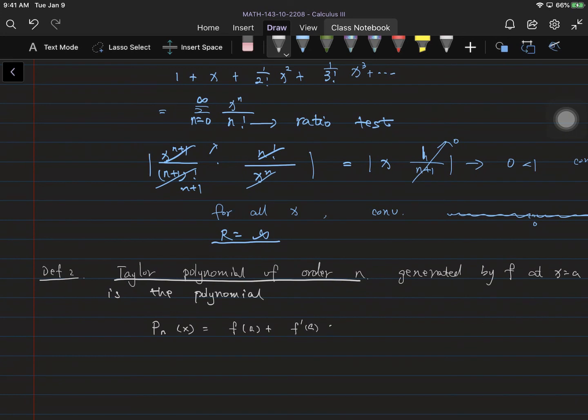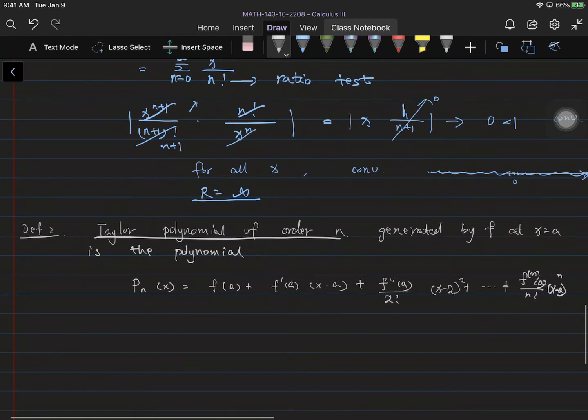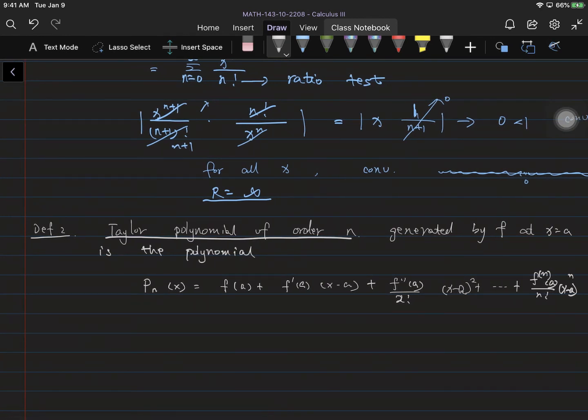f(a), f prime(a) times (x minus a), f second derivative (a) over 2 factorial times (x minus a) squared. And here we just write down till the nth term, f^(n)(a) over n factorial times (x minus a) to the n. Okay, this is called the nth order polynomial. Polynomial of order n. Now let's take a look at the example.